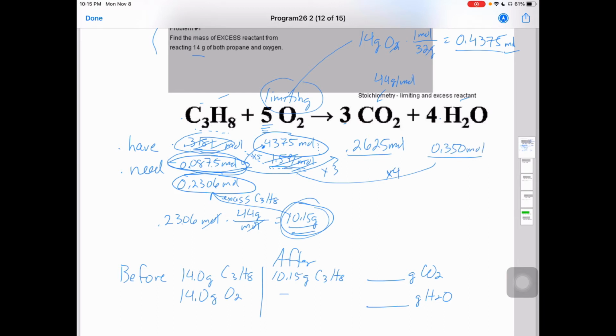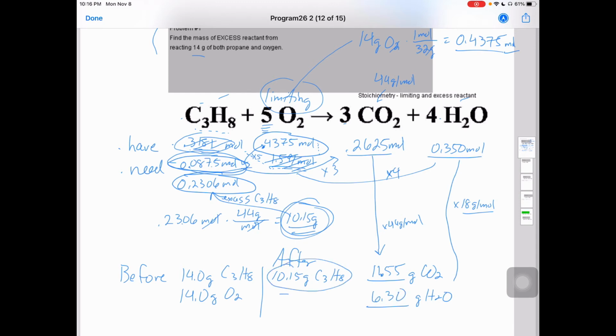So the molar mass is 44. 0.2625 times 44 grams per mole will be 11.55 grams. And then 0.350 times 18 grams per mole. If you've done a lot of chemistry, you know water's 18 because you've done it a billion times. That's 6.30 grams. Well, guess what?